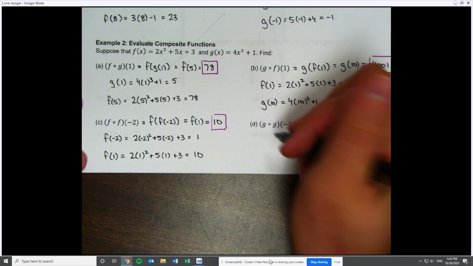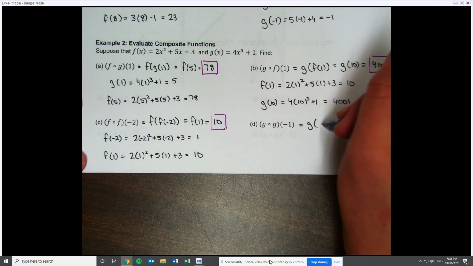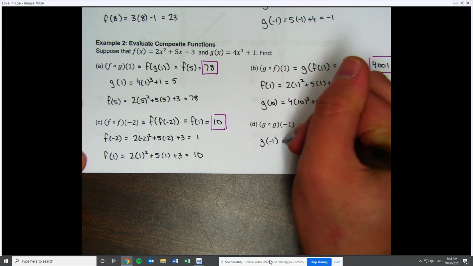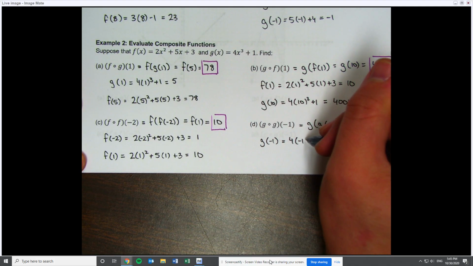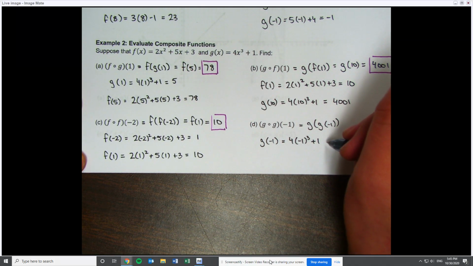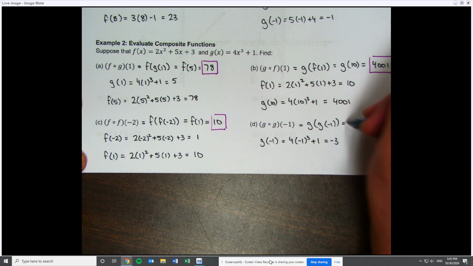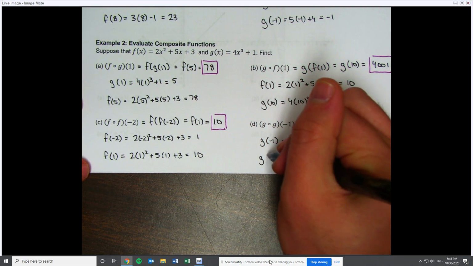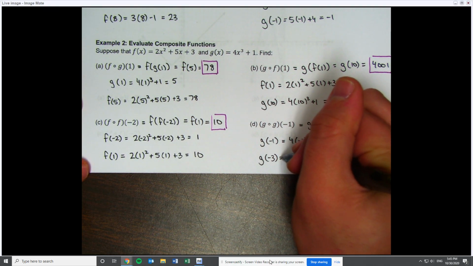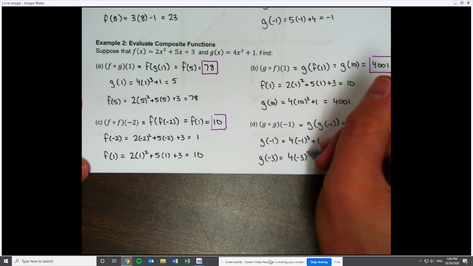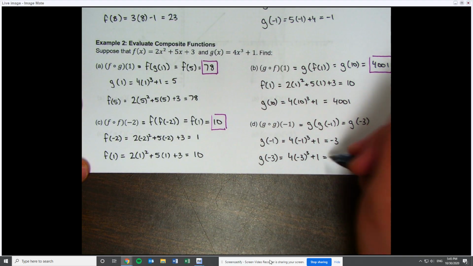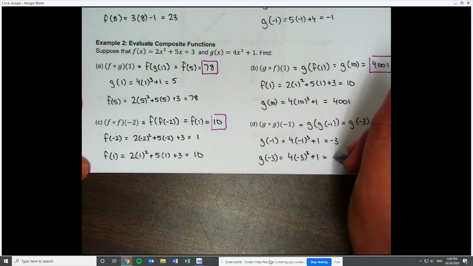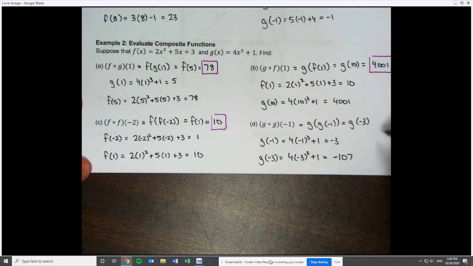All right, and now for my last one on here, I have g of g of negative 1. So g of negative 1, I'm going to have 4 times negative 1 to the third power plus 1. That gives me negative 3. So g of negative 3, sorry. So now I have g of negative 3, 4 times negative 3 cubed plus 1. That's going to be negative 27 times 4 is negative 108 plus 1 is negative 107.